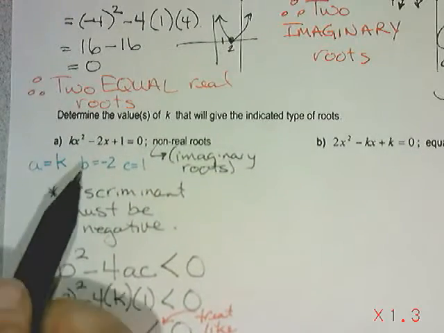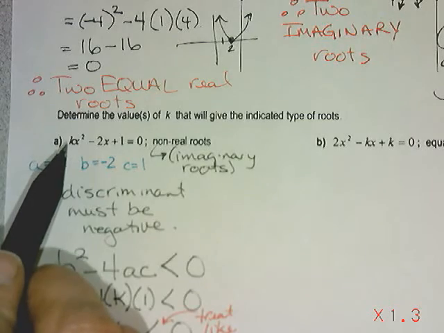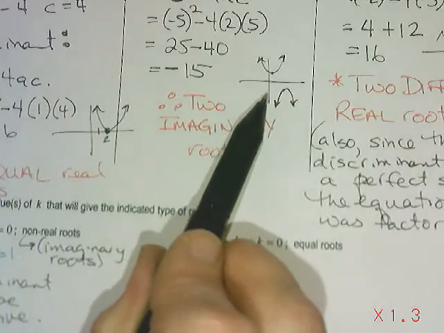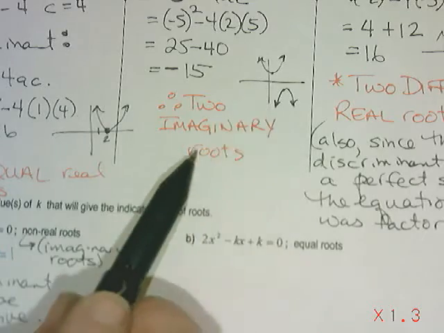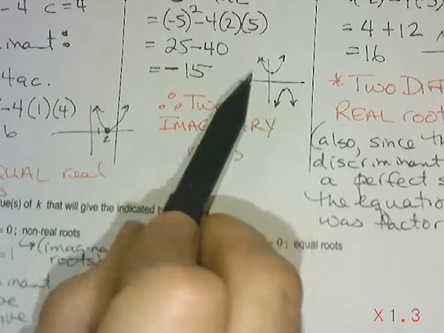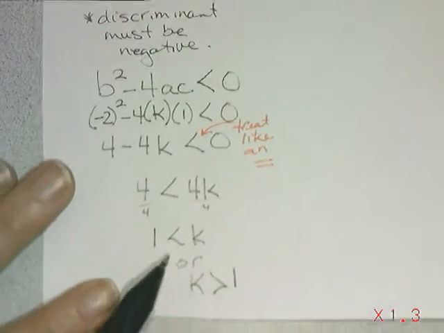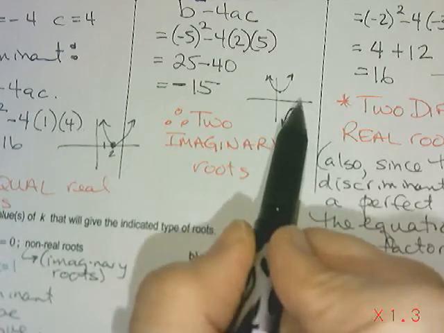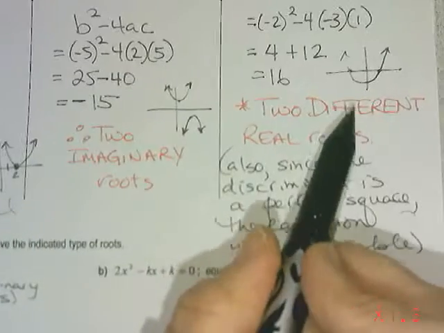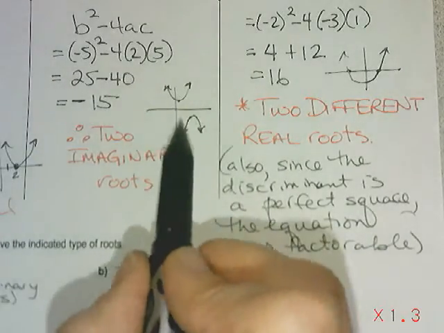So I could make all kinds of parabolas by sticking in all kinds of numbers here. But if you want a parabola that has no real roots, 2 imaginary roots, this kind of situation, then you have to pick k values that are bigger than 1. Anything bigger than 1, and you'll get parabolas like this. Anything less than 1, and you'll get other parabolas, but you certainly won't get this situation.